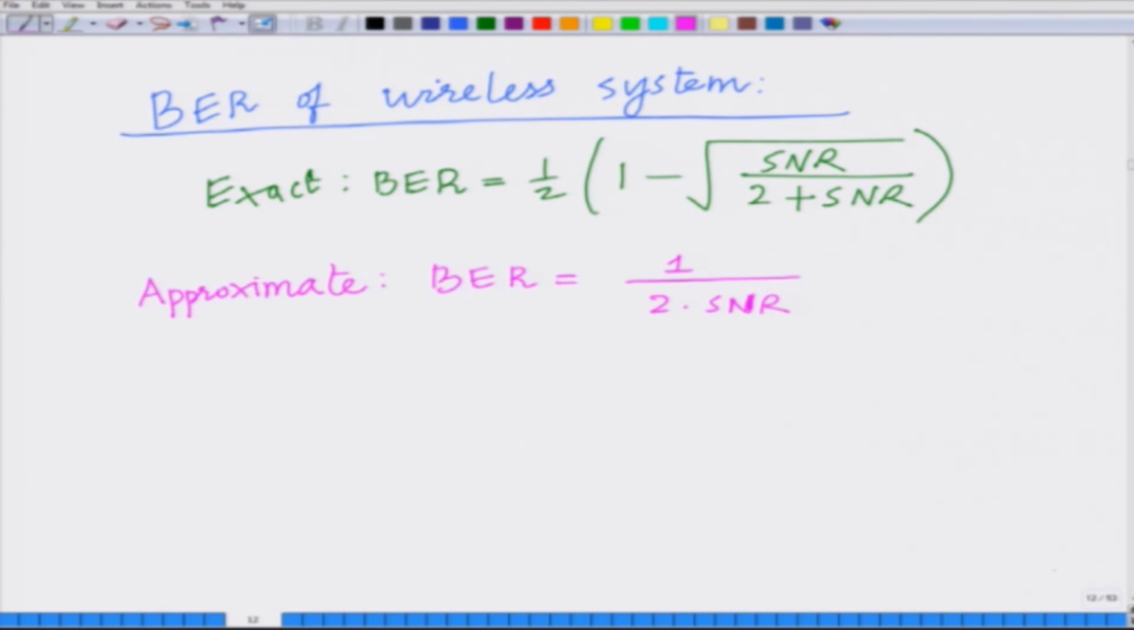So, we have two expressions. One is the exact expression, that is bit error rate equals half times 1 minus square root of SNR divided by 2 plus SNR, and the approximate expression is bit error rate equals 1 over twice SNR, and this approximate expression is valid at high SNR. Remember, we employed the assumption that 1 over SNR is a small quantity, close to 0, to derive this approximation. So, this approximation, that the bit error rate for a wireless system is equal to 1 over twice SNR, is valid at high SNR.